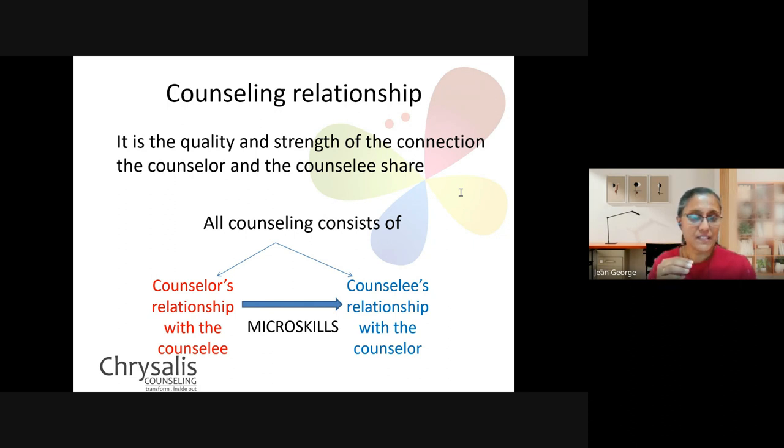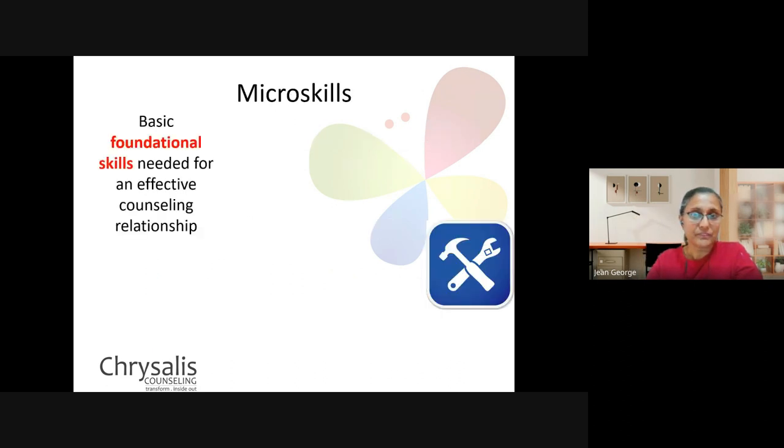The micro skills that the counselor uses are what help the counselor to move in the process of counseling. I'll repeat that once again. When we say micro, although they are small skills, they are highly important to help the counselor move the counselee into the process of counseling. So these are basic skills that are involved in effective relationships.